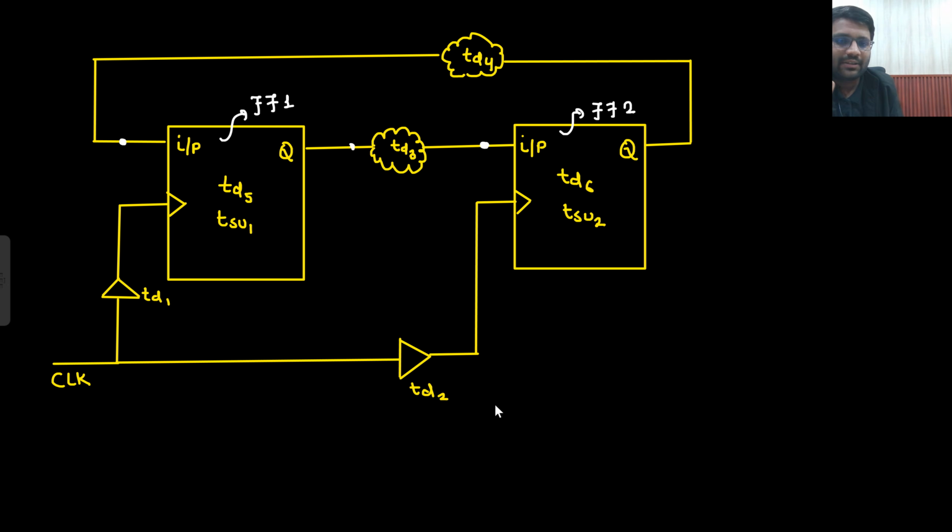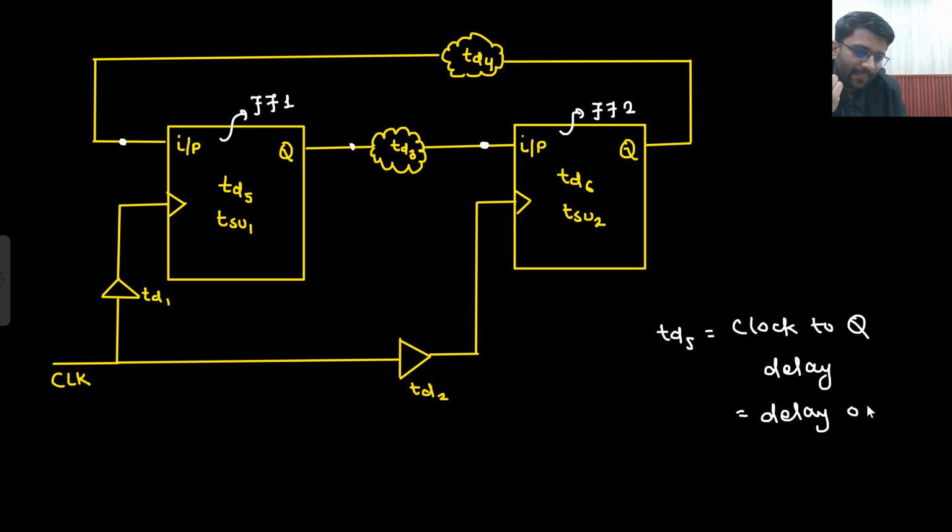In the examination it might happen that this delay is not given. So what is the name of this particular delay, TD5? This is known as clock to Q delay. So the name of this TD5 is clock to Q delay. This language could be written in the examination, clock to Q delay. Or they can simply write delay of flip flop. Anything could be written, it should be clear to you.